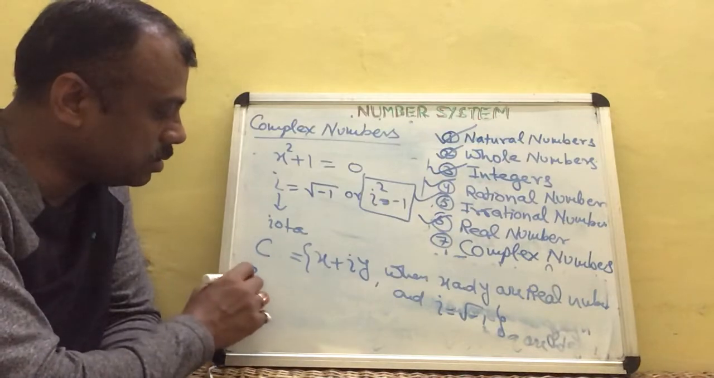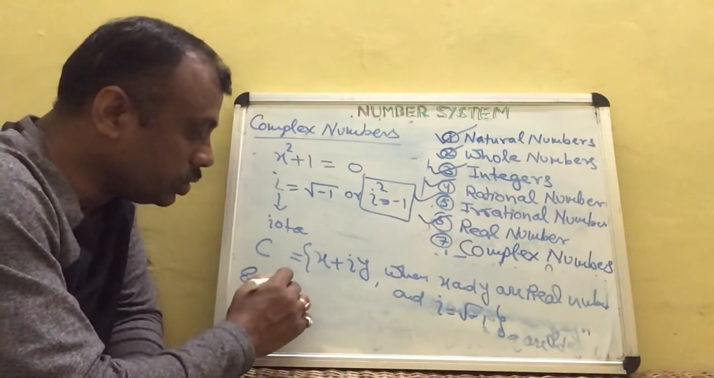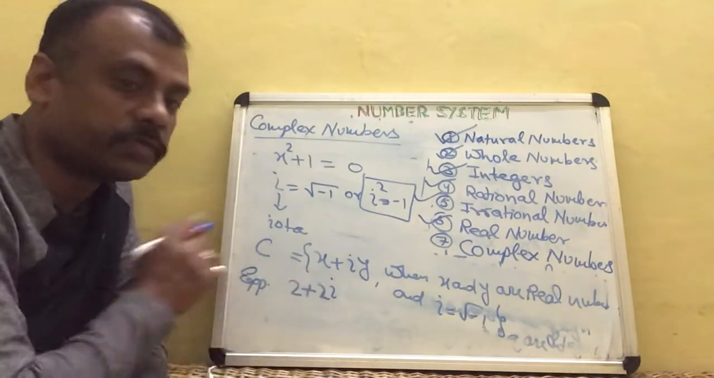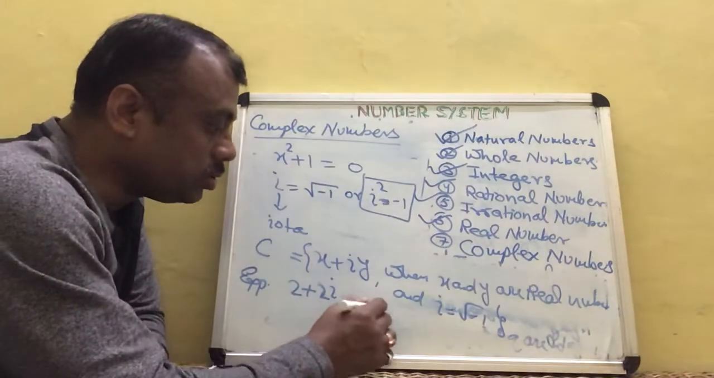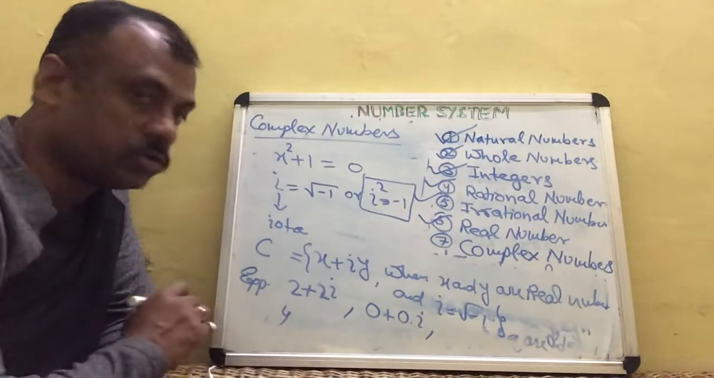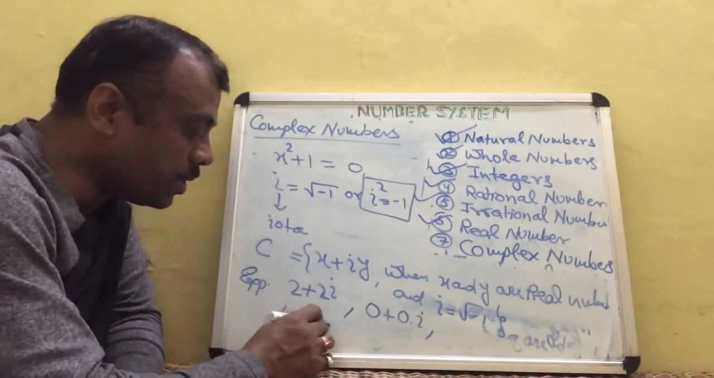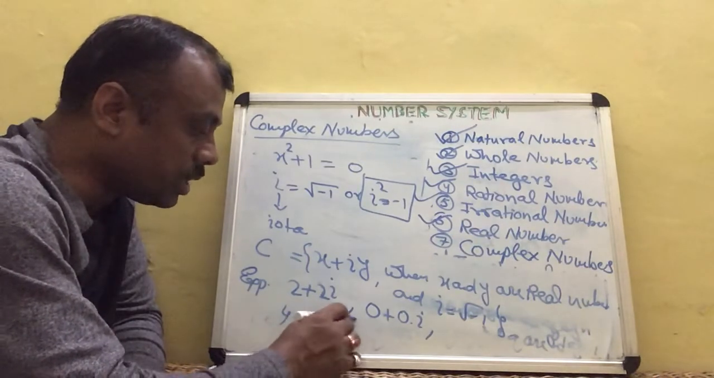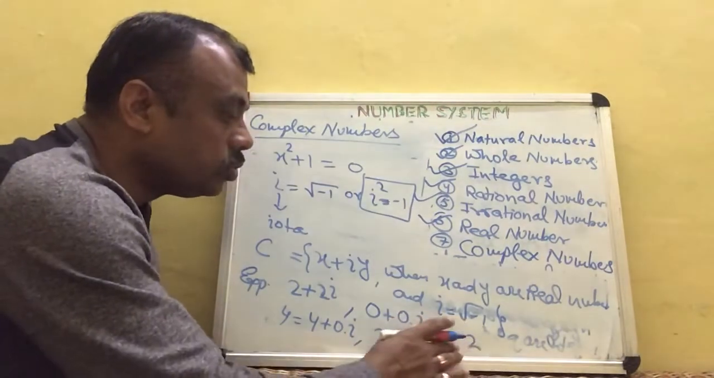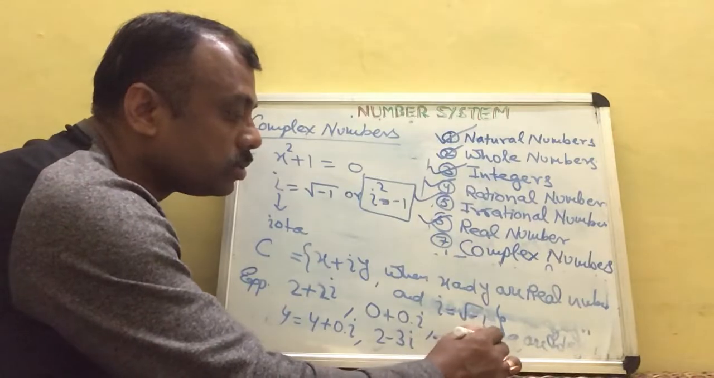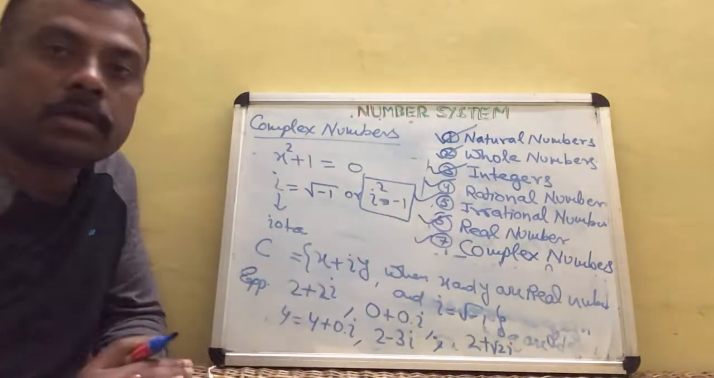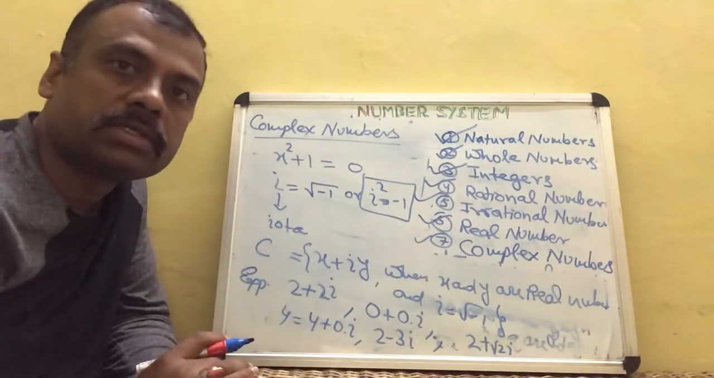For example, we have 2 plus 2i, which is a complex number, 0 plus 0i, which is a complex number. Even 4 is also a complex number. Why? 4 plus 0 into i, or 2 minus 3i, or 2 plus root 2 i. These are all complex numbers. So we have discussed these number systems in detail.